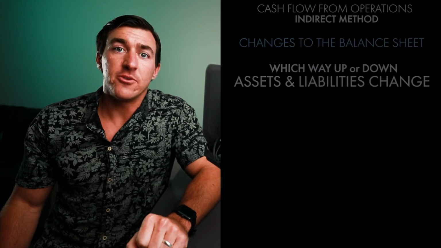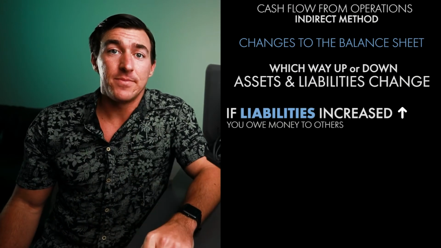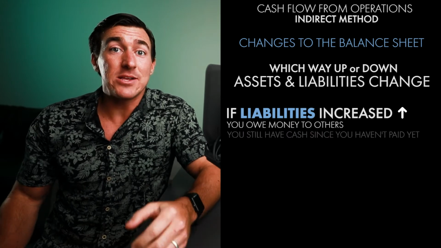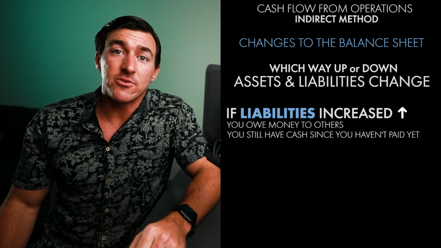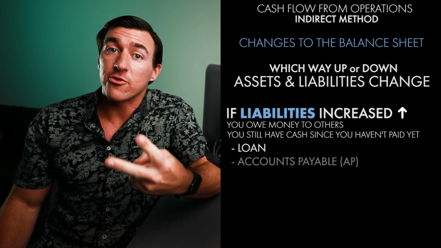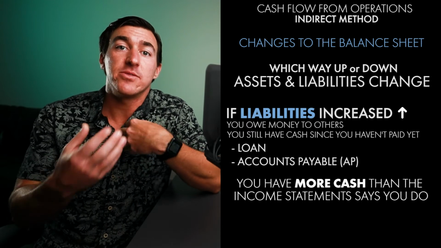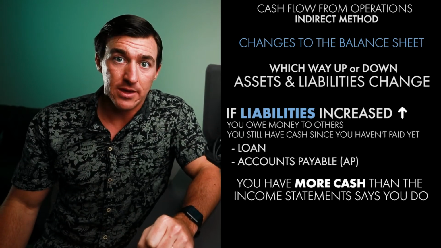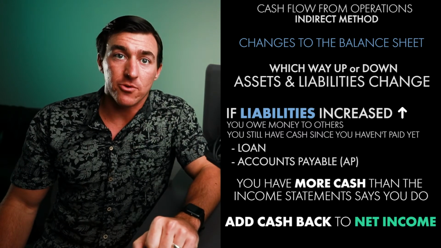The complete opposite is true for liabilities. You see, anytime a liability goes up, it means that you owe somebody else money. And because of that, you actually kept a little bit of cash for yourself and you didn't give it to them. So if you see a liability such as a loan or accounts payable increase, that means that you have more cash than your income statement says you do. So if that's the case, you actually add that cash back to your net income.